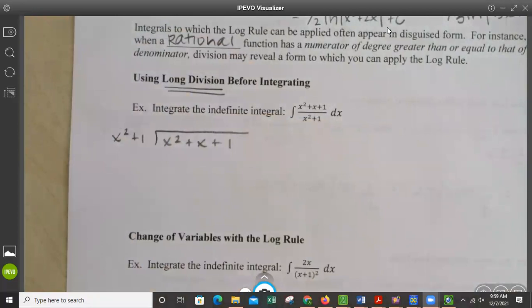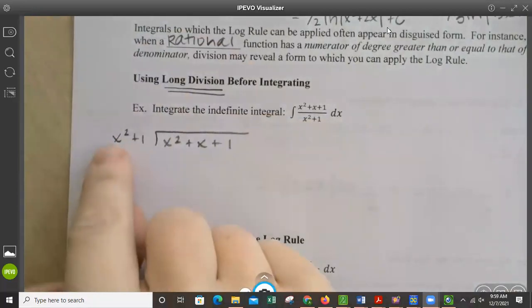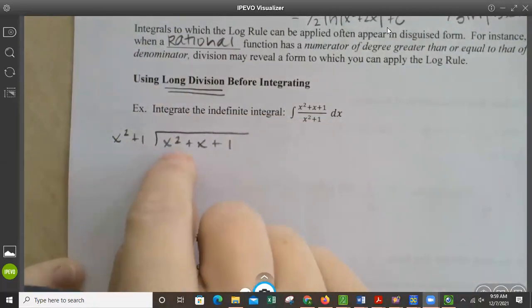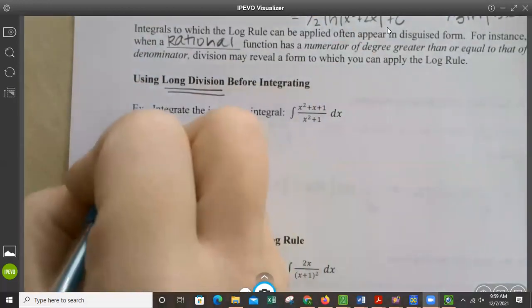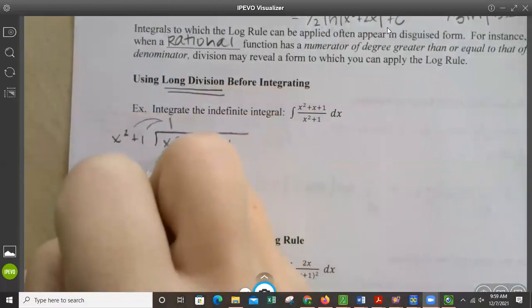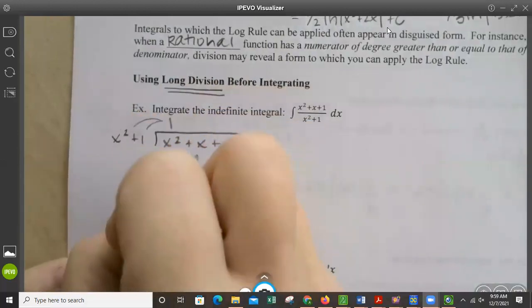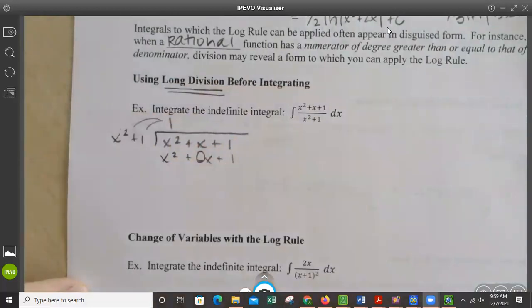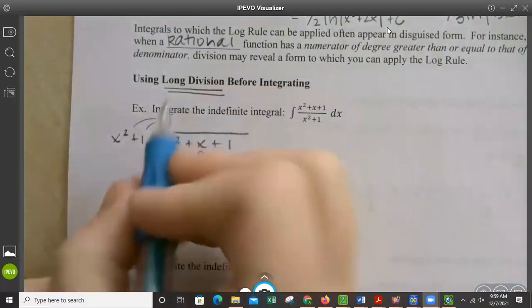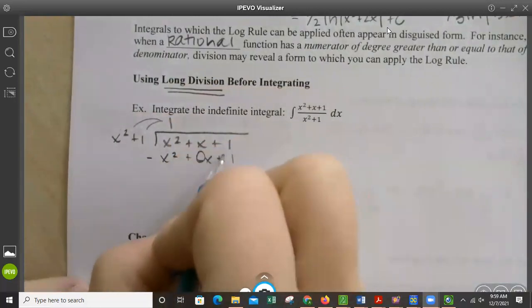Everybody good? What you want to do is ask what can I multiply by x squared to get x squared? 1. You're going to distribute that to the top right here. Then you get x squared. There is no x term, but there is a 1, so make sure that you have that. Typically, you want to put that 0x in there anytime it skips, but I figured y'all are smart enough to understand, like we don't line up unlike terms. Does everybody understand that? To get them to cancel out, we change all the signs.